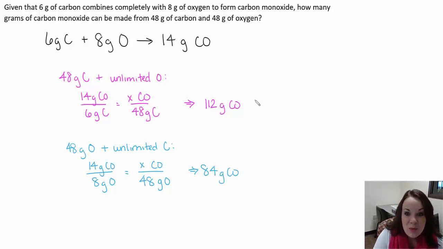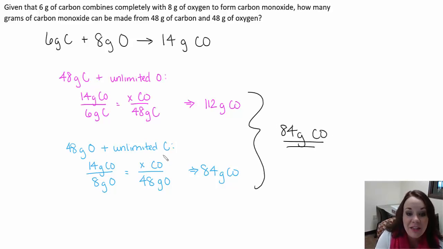So based on that, we know that the maximum amount of carbon monoxide that we can create is 84 grams, because we see that the oxygen will get used up first and we will have excess carbon. We'll only be able to produce 84 grams of carbon monoxide.